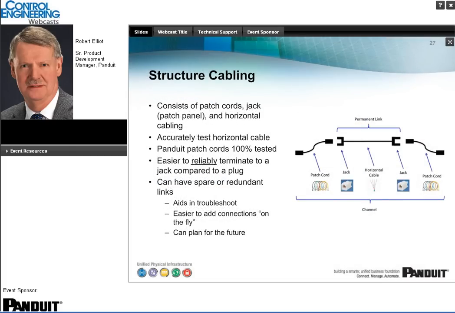So just to talk about structured cabling for a second, we've talked about the horizontal cable. The RJ45 jack is very prevalent in that area. The horizontal cable, tested, and then use patch cords to connect to equipment.